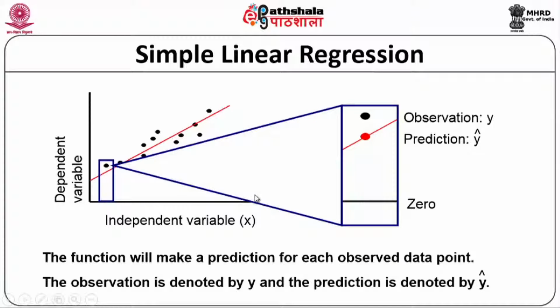So, we need to define a function that will quantify the error which may be associated to the linear equation for effective or accurate prediction. So, we need to define a function which will make a prediction for each and every observed data point, and the observation that you make is indicated as y in this diagram, and the prediction that we make using the linear regression equation is y dash.